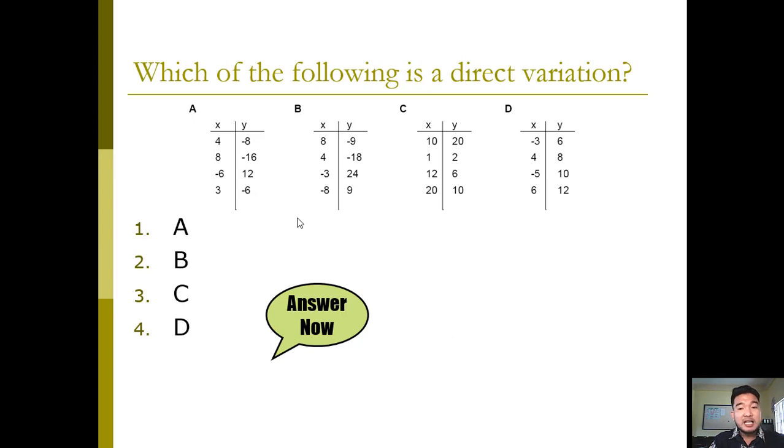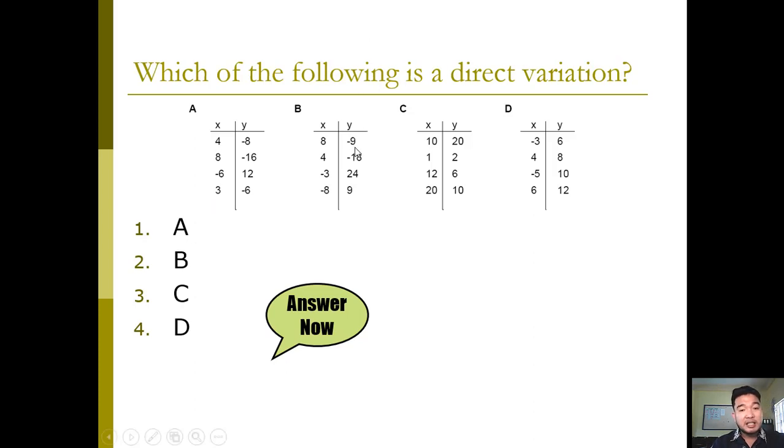Which of the following is a direct variation? Alin daw sa mga sumusunod ang direct variation? Para malaman natin, we simply divide y by x. And then, tignan natin kung magkakamukha lahat ng makikita natin. Let us check. Negative 8 divided by 4 is negative 2. Negative 16 by 8 is negative 2 also. 12 by negative 6 is negative 2. Negative 6 by 3 is negative 2. That means A is an example of direct variation.